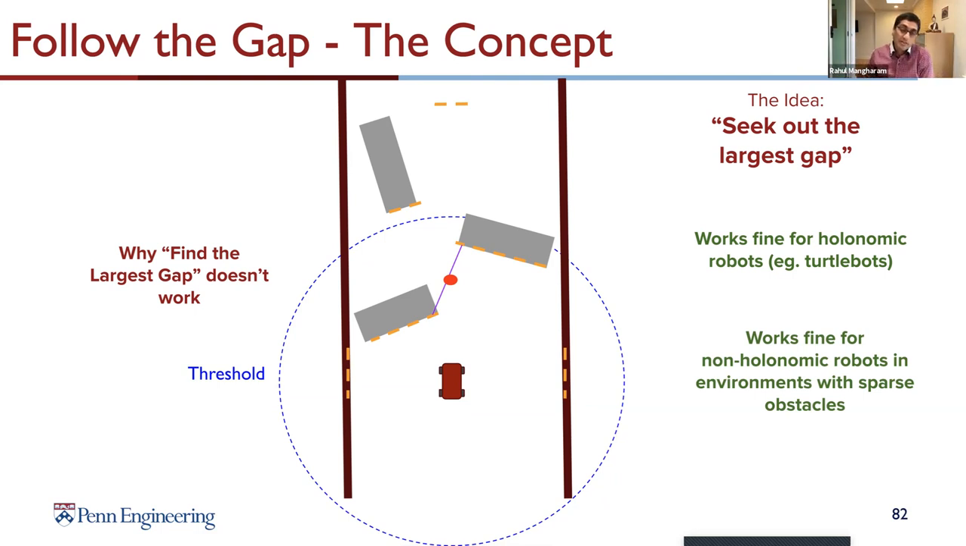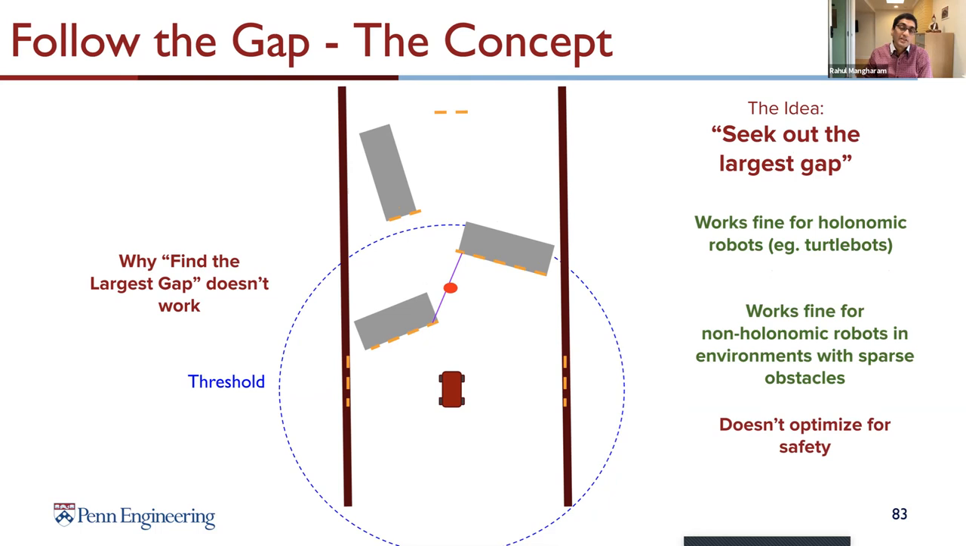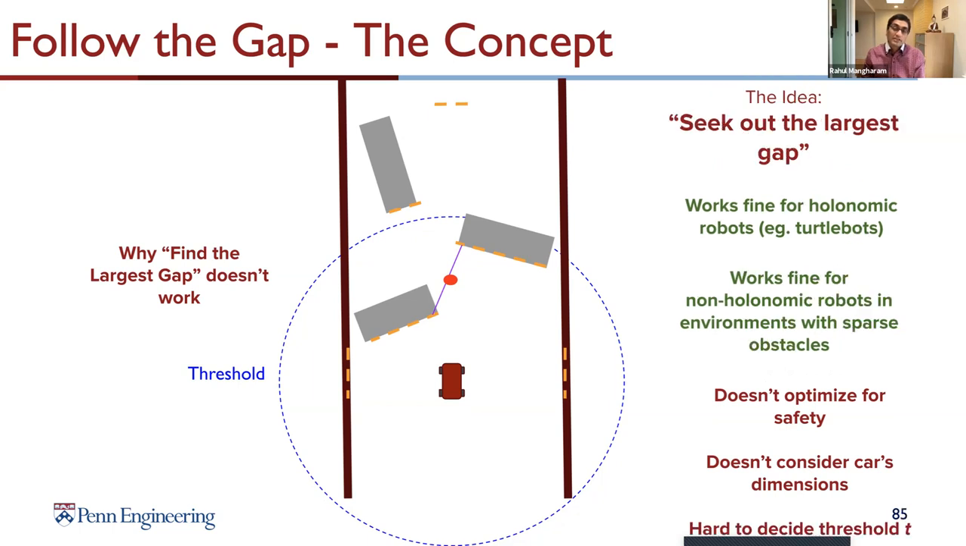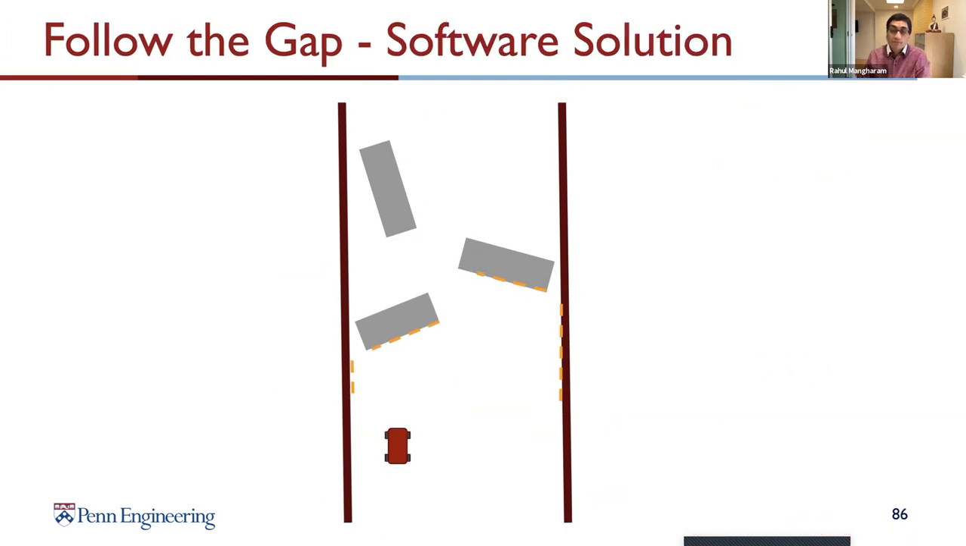So you have a lot of space there, but we don't have that privilege when we are racing in corridors or driving, even on the road. So this doesn't optimize for safety because it's a greedy algorithm, and the vehicle is still going to hit these objects, because it doesn't consider the car's dimensions over here, right? And it's very hard to decide dynamically what this threshold T is and what this threshold D is in order to navigate through these obstacles.